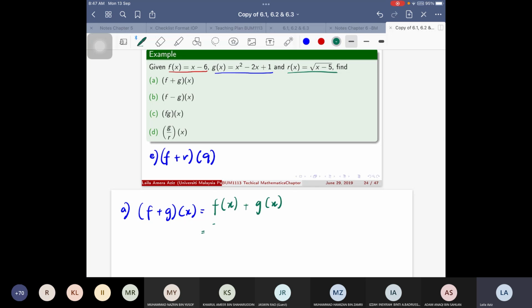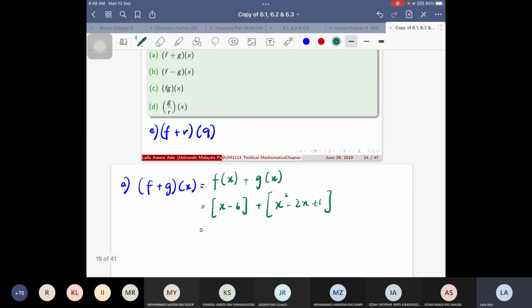So you pun salin lah. So apa dia f of x? So f of x according to our function adalah x tolak 6. So tambah g of x according to function adalah x square tolak 2x tambah 1. So jangan tinggal macam ni. So apa-apa term yang kita boleh simplifykan dia.